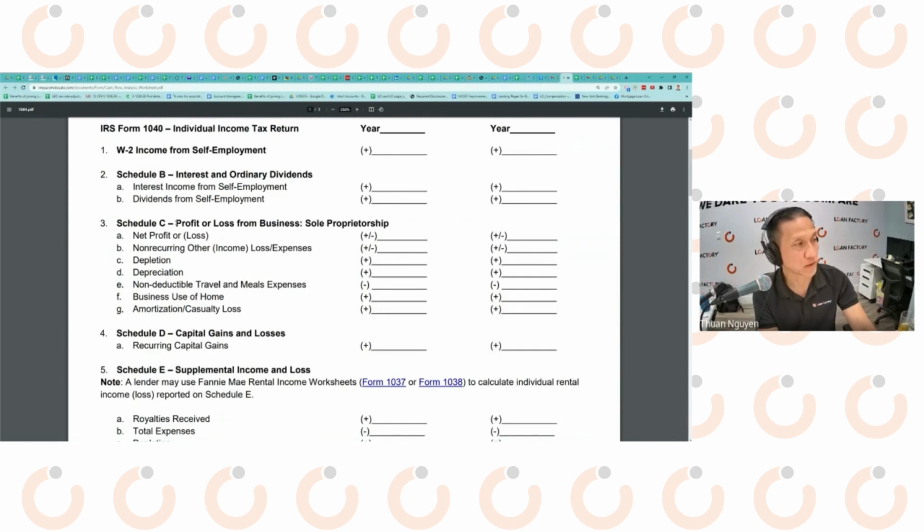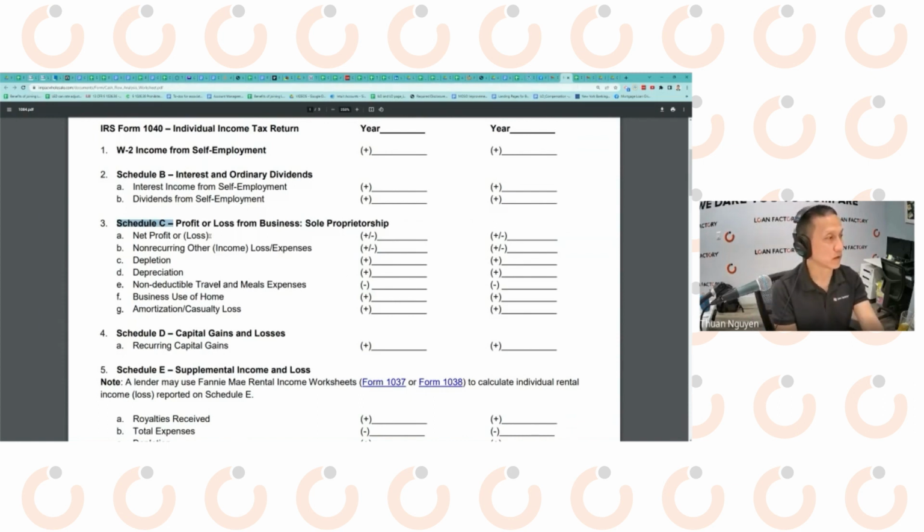Here's the Schedule C, income, profit or loss from business, sole proprietorship. So 1099 and Schedule C are the same. We have three types of self-employed income: sole proprietorship, LLC, and corporation. I will go into detail later. We went over Schedule C already.